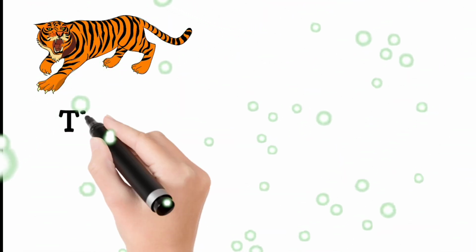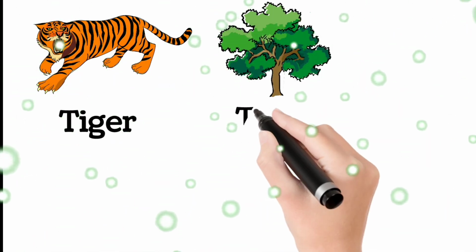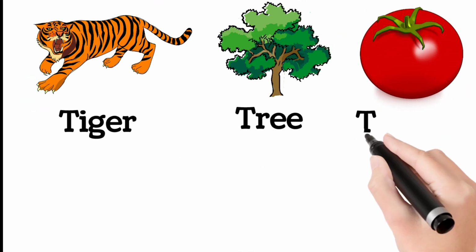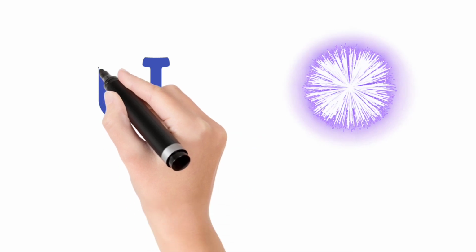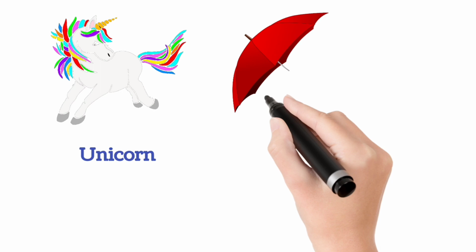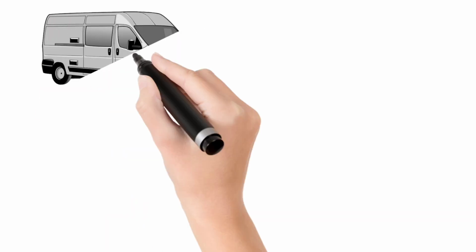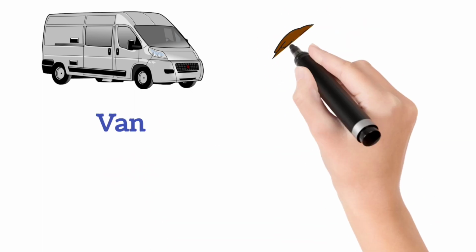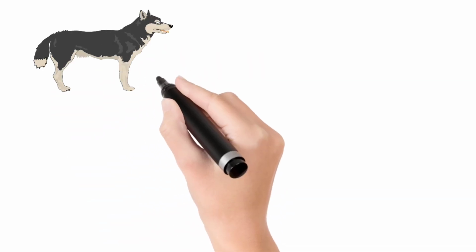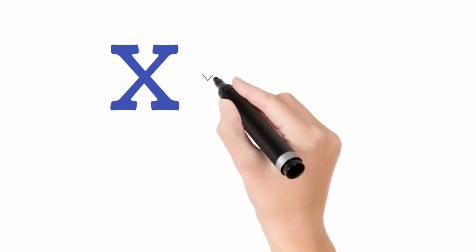T for tiger. T for tree. T for tomato. U for unicorn. U for umbrella. V for van. V for vulture. W for wolf. W for watermelon.